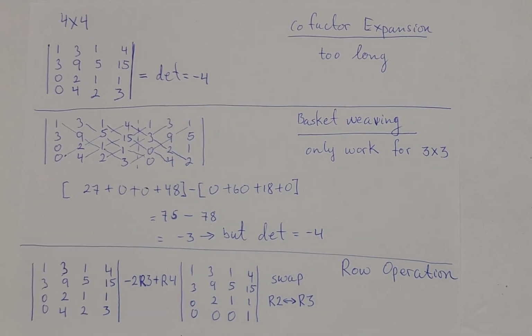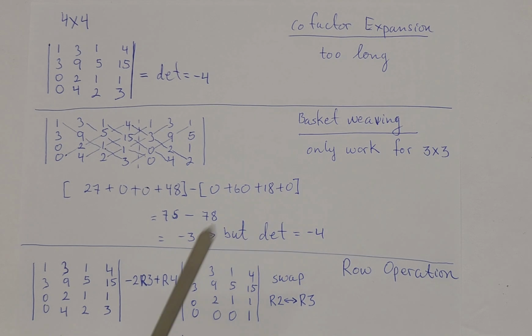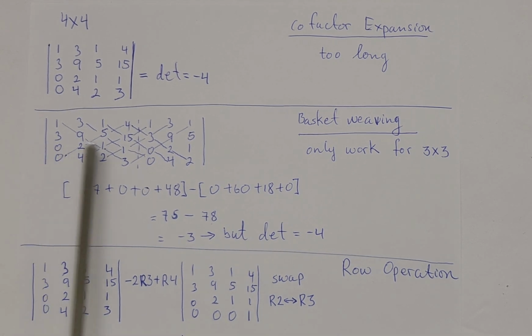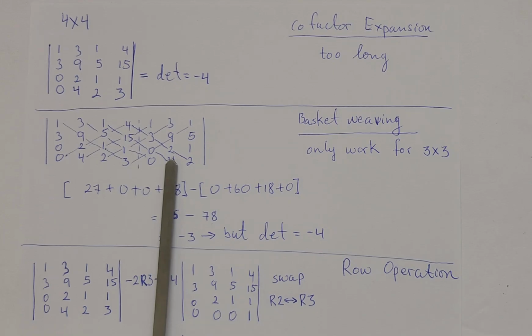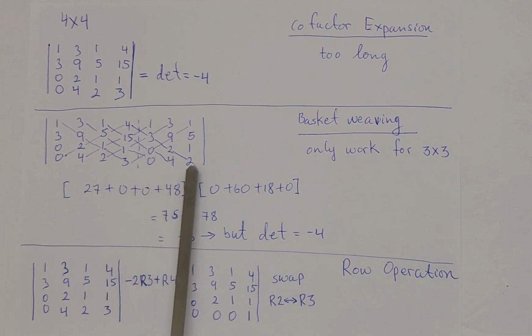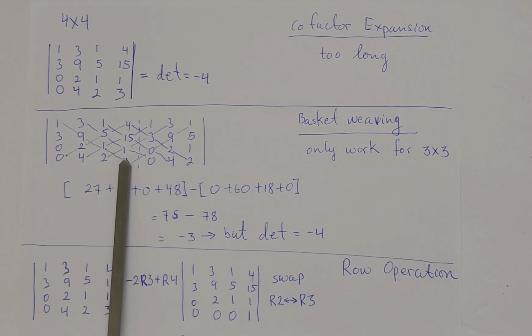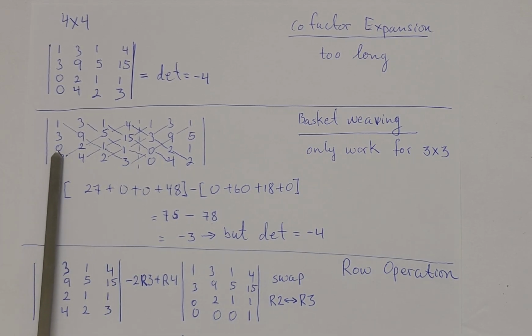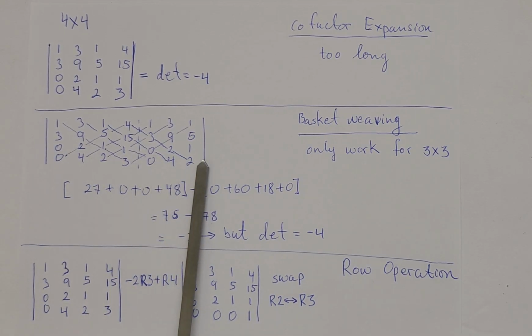Now let's do basket weaving on a 4x4. So first column, put it on the right side. Second column, put it on the right side. Third column, we put it on the right side. The only column that you do not move is the last column. You can use column 1, column 2, column 3, put it on the right side.